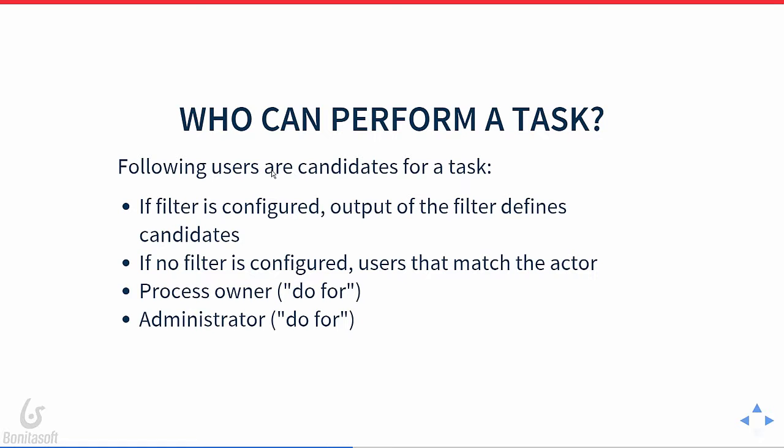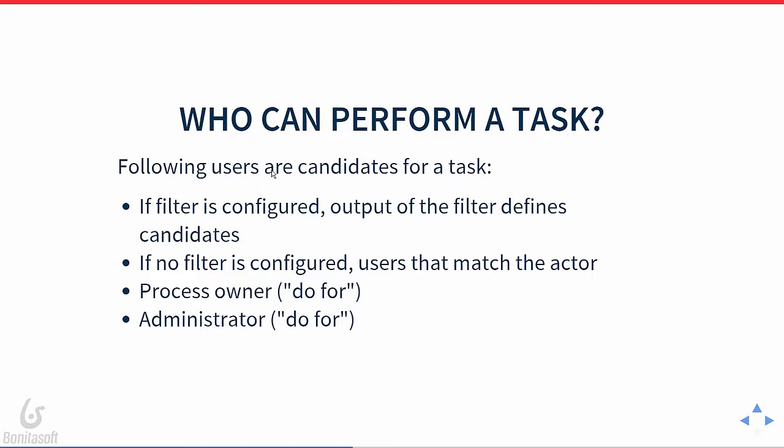And so to sum up, there is this logic to define who can perform a task. So how does Bonita define the candidates of a task? If you have a filter on the task, it's the output of the filter that will define the candidates of the task. It's this list of IDs. If you don't have any filter configured on the task, in such a situation, Bonita will use the actor.